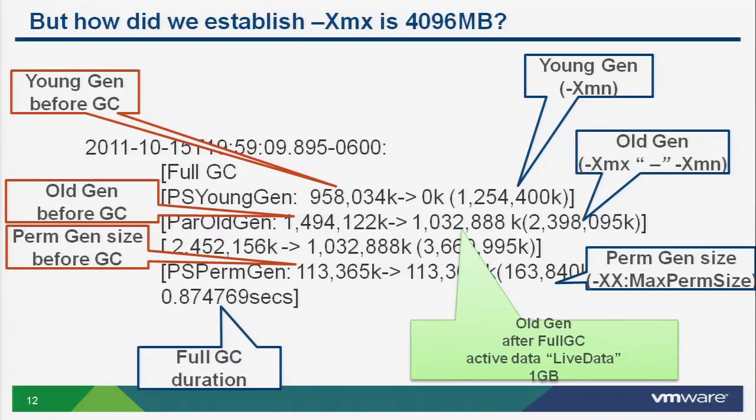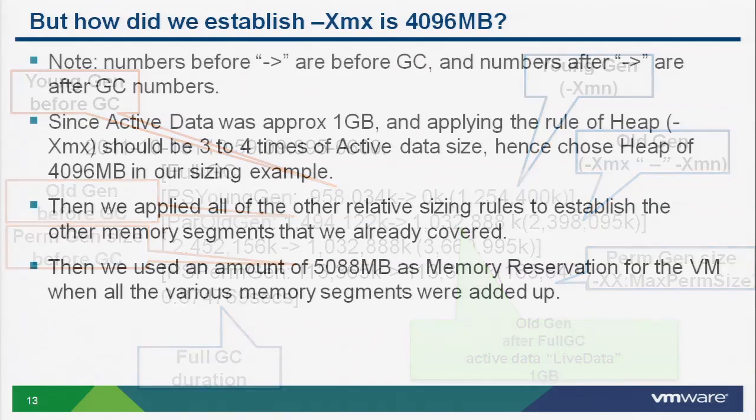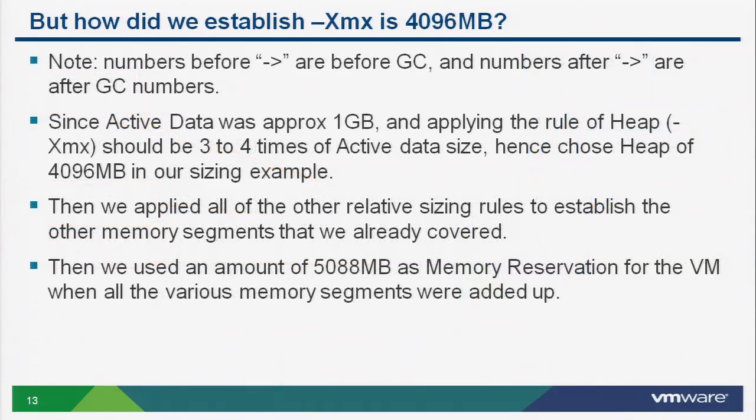So it turns out from empirical findings, if the active data is about 1x, then the -Xmx size, the heap size, should be somewhere between 3x and 4x. In this case, I took it to the highest ceiling of 4x. So when you're load testing, it's important to keep this kind of active data in mind. And that just summarizes what I just talked about.